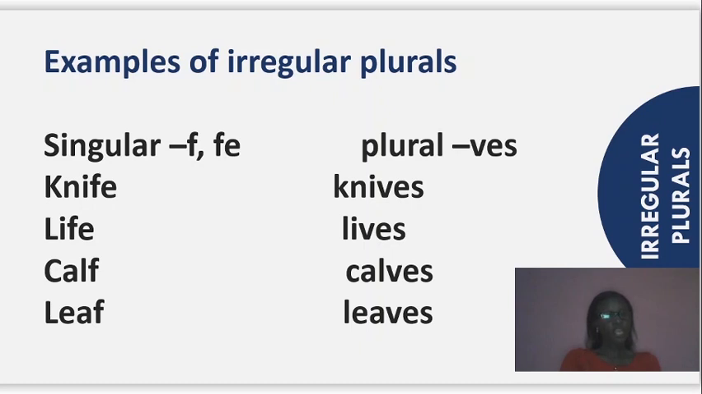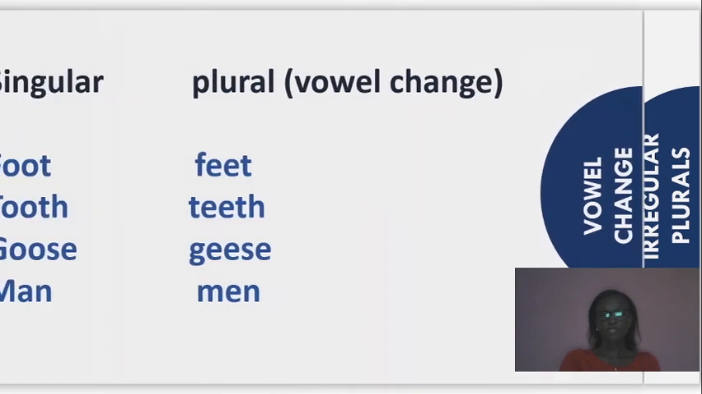This one is f or fe changing to ves. So this is an example of irregular plural, because you don't just add s or es just like that. You have to be careful to change something, that is f, before you add. Don't forget, this is an example.